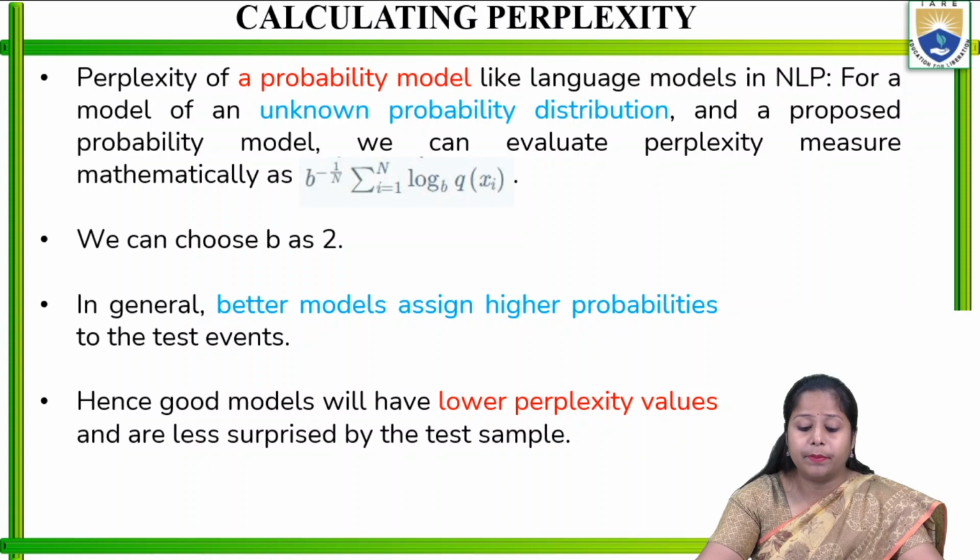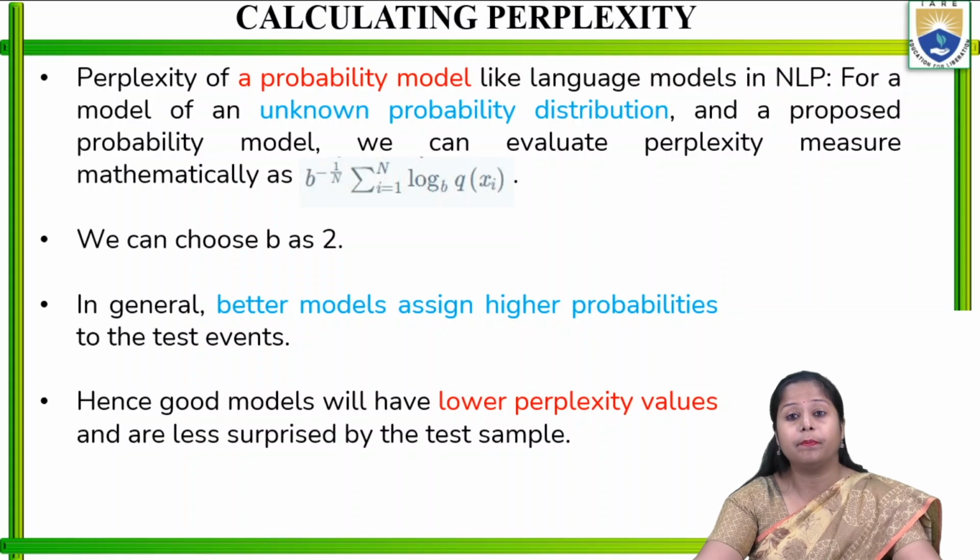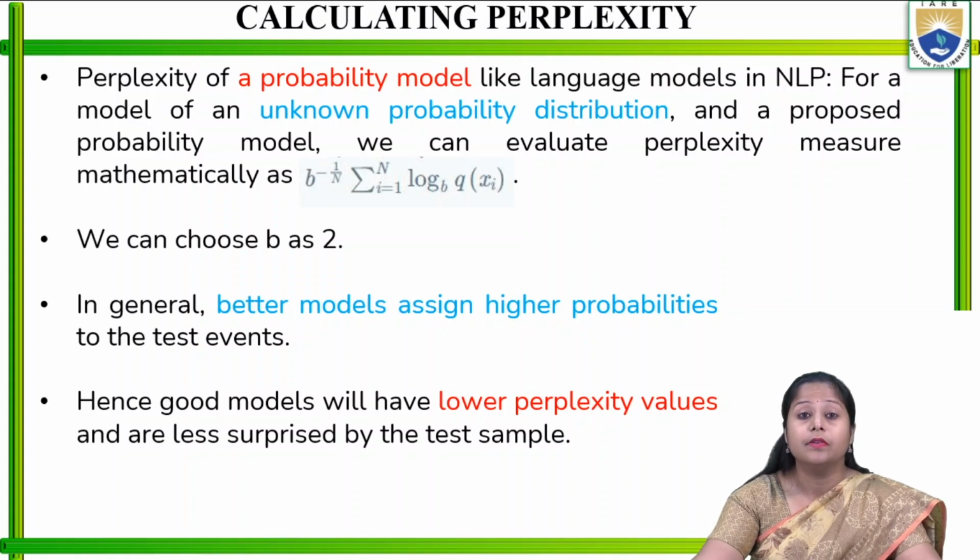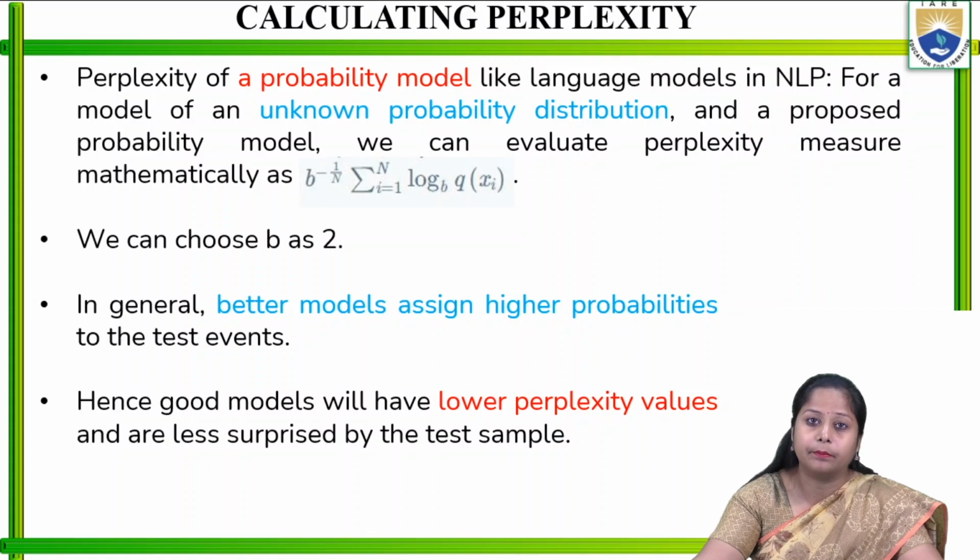In general, the better models assign higher probabilities to the testing events. Whenever we are using the test corpus, the higher the probability it gets, the better our model is working. Hence, good models will have lower perplexity values. Whenever the probability is high, that gives us lower perplexity. That is how it works, and it gives us less surprise by the test samples.